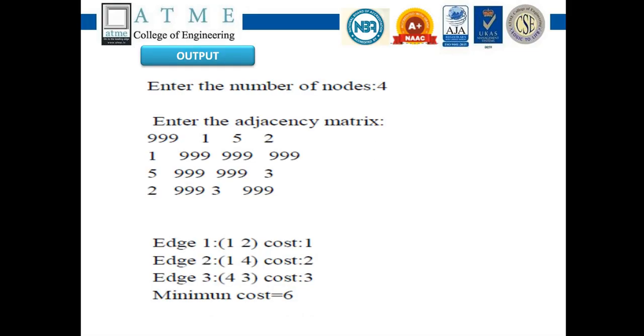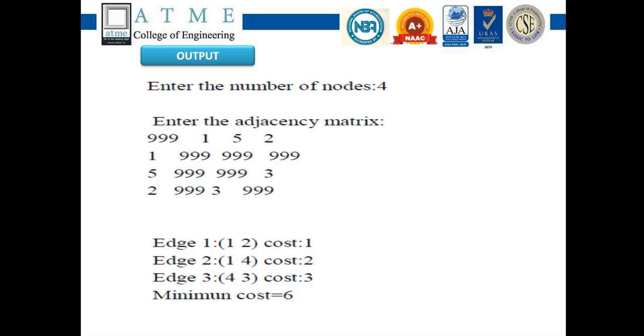This is just the output of that particular Prim's algorithm. Enter the number of nodes: 4. This is a matrix. Whenever we enter the matrix, if you have an edge, we enter the cost associated with it, otherwise 999. So this is an edge: 1 to 2 cost is 1, 1 to 4 cost is 2, 4 to 3 is 3. We will add all these: 3 plus 2 is 5, 5 plus 1 is 6. So the minimum cost spanning tree is 6.